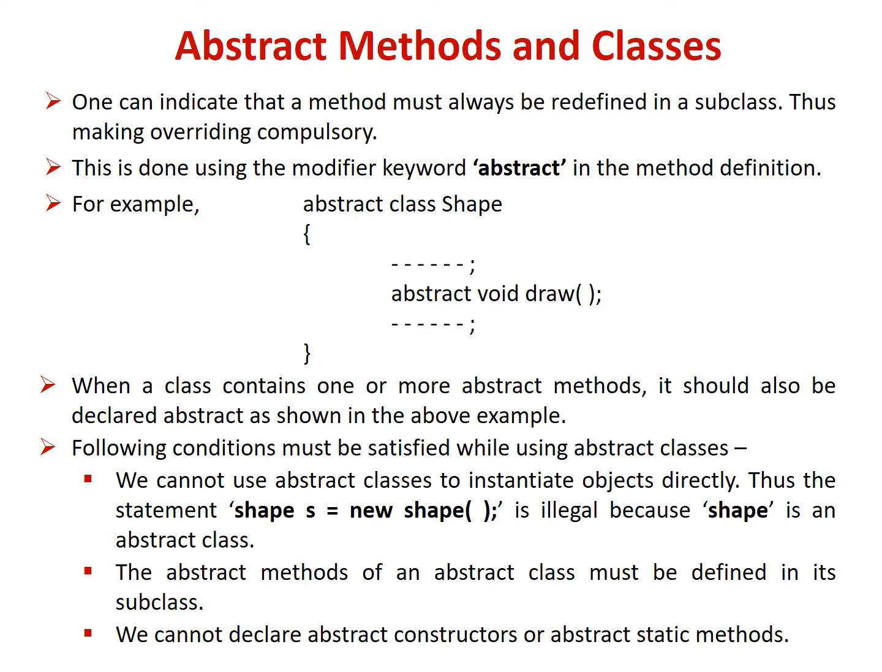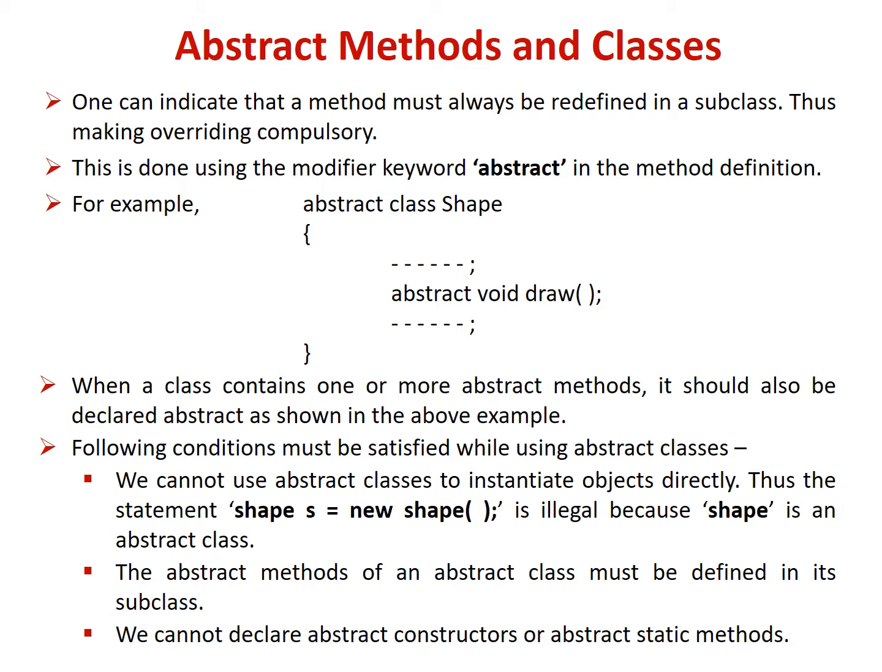Abstract methods and classes. Making a method final, we ensure that the method is not redefined in a subclass. Java allows to do something that is exactly opposite to this. That is, we can indicate that a method must always be redefined in a subclass, thus making overriding compulsory. This is done using the modifier keyword abstract in the method definition.